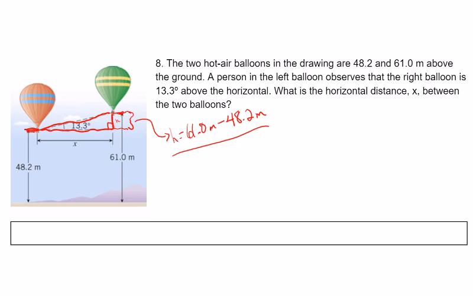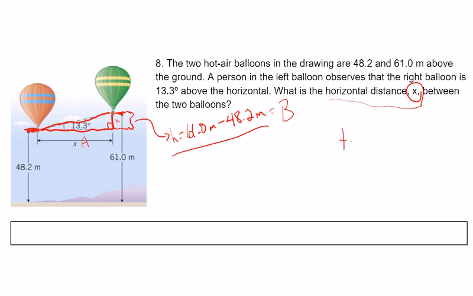And then the main thing we're actually trying to find is the horizontal distance x between the two balloons. Based on what I was talking about before, this would be, I would call this A, the adjacent side. And then once we find this, you're going to have B, the opposite side of your 13.3 degrees. So you come back, and TOA, like I said, is one of my favorites. We're going to use TOA again.